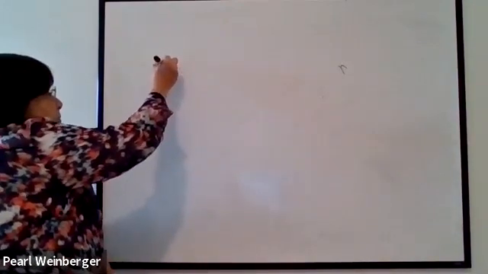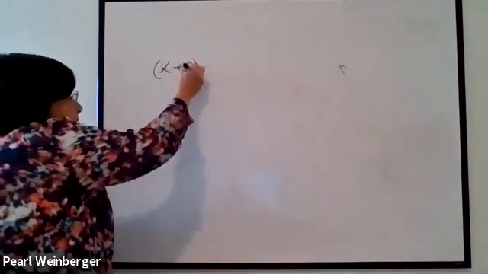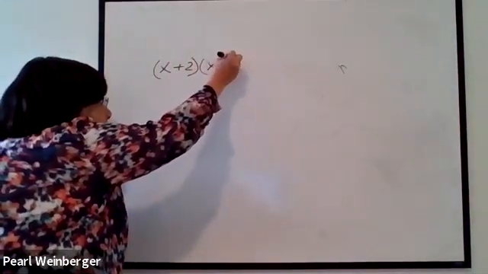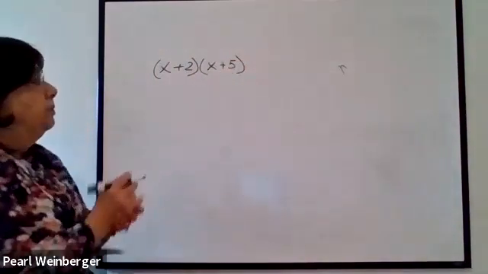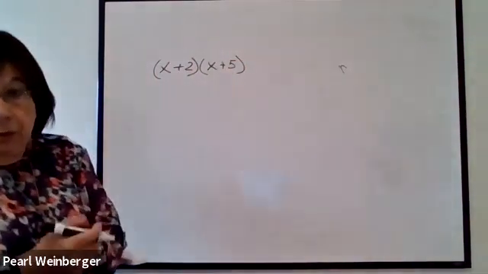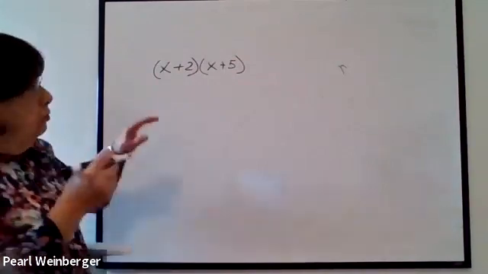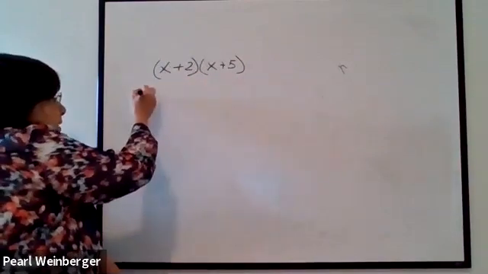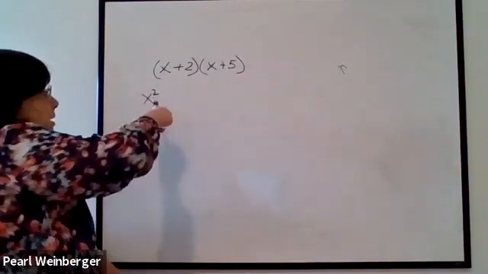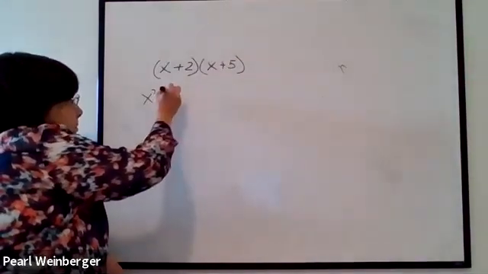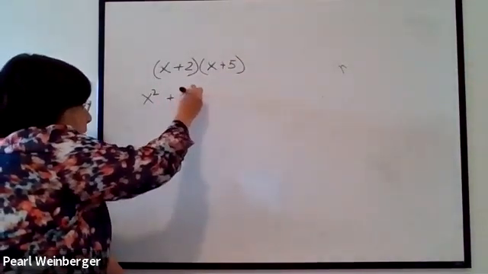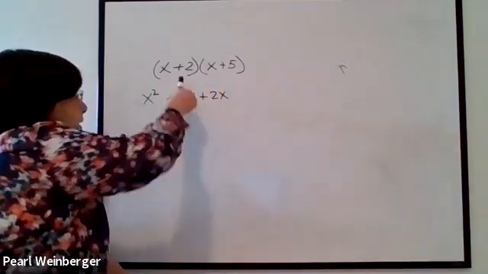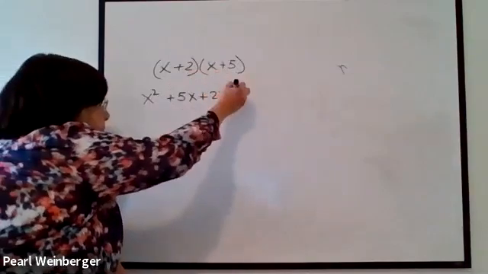Let's say I have the binomial x plus 2 times the binomial x plus 5. Let's do an easier one. We know when we're multiplying 2 binomials, we use FOIL. First is x times x is x squared. Outer is 5x. Inner is 2x. And last is 2 times 5 is 10.